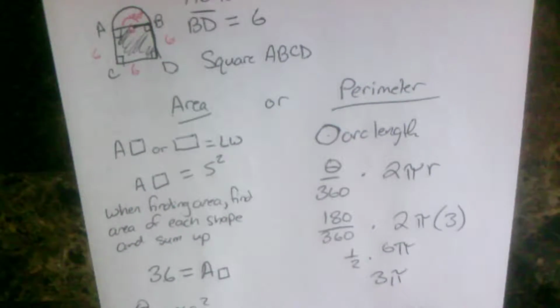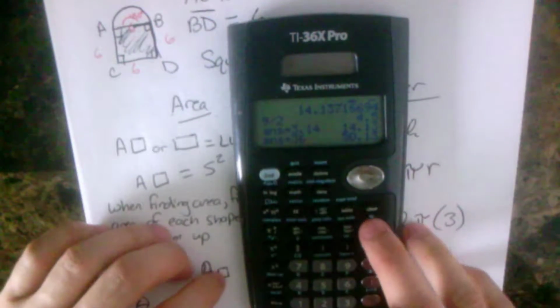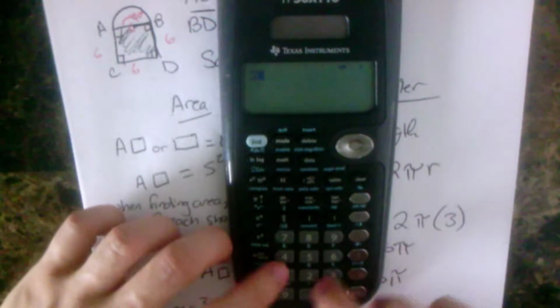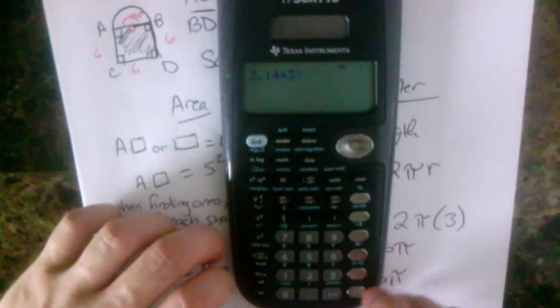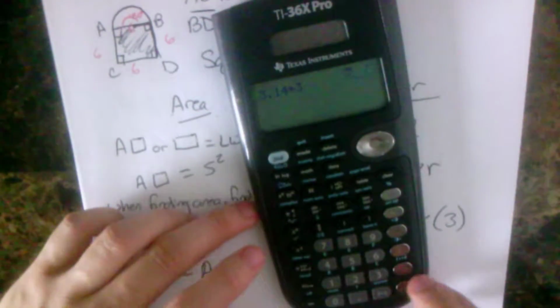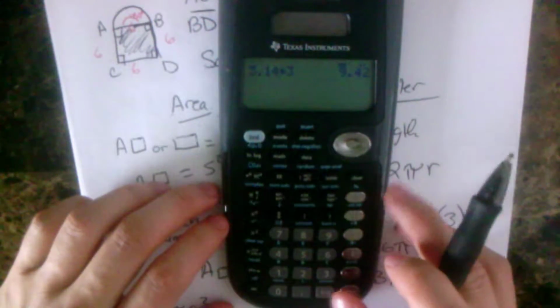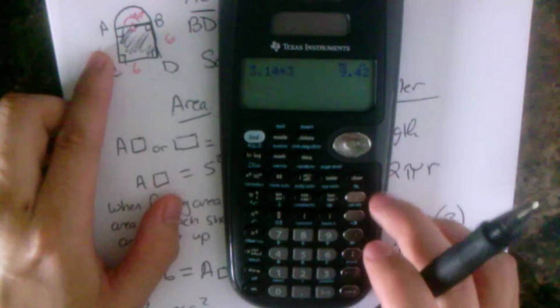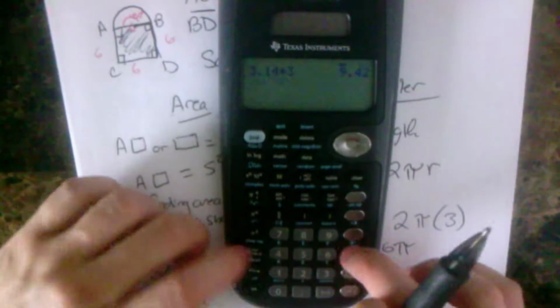And again, you can use 3.14 if you want, so if you have to do this in a calculator, 3.14 times 3, it equals, and then don't forget to add it to the rest of your values. So add 6, add 6, add 6, so add 18.